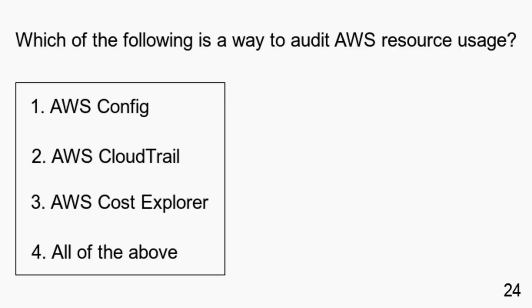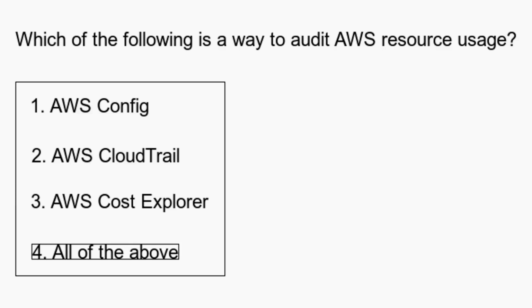Which of the following is a way to audit AWS resource usage? AWS Config, AWS CloudTrail, AWS Cost Explorer, or all of the above. AWS offers a variety of ways to audit resource usage, including CloudTrail, Config, and Cost Explorer.